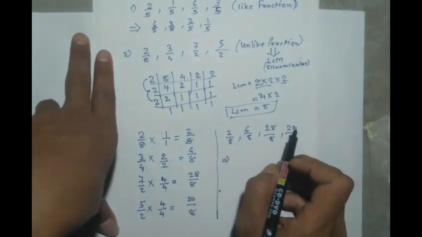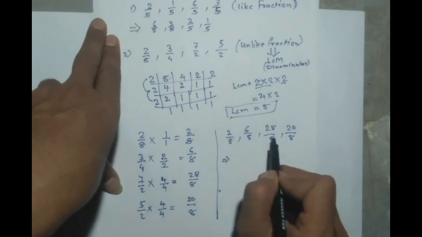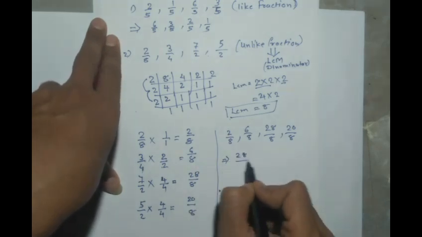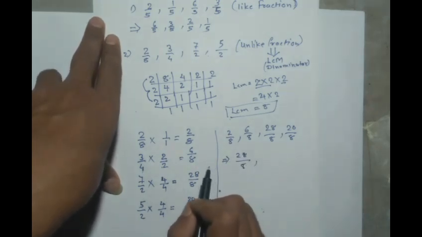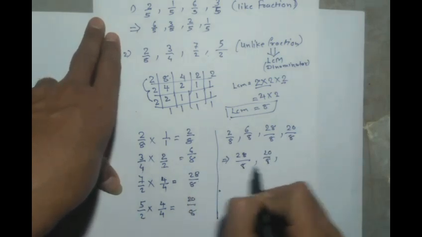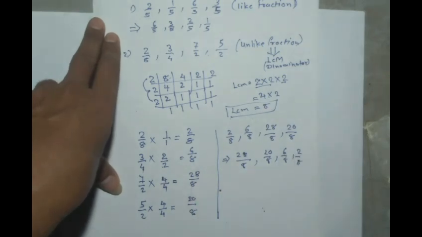So we are arranging in descending order, so the bigger number will come first. Which is the bigger number in these fractions? 28. So 28 is the biggest numerator, so it will come first. So 28 upon 8, then 20 upon 8, then 6 upon 8 and then 2 upon 8.